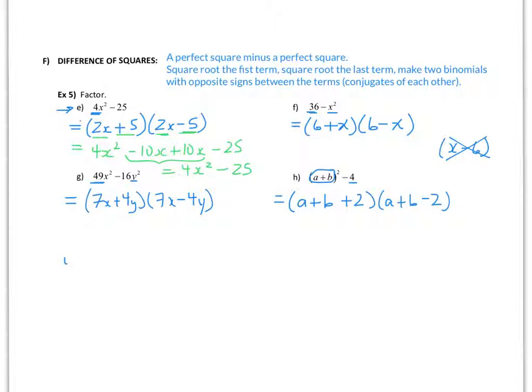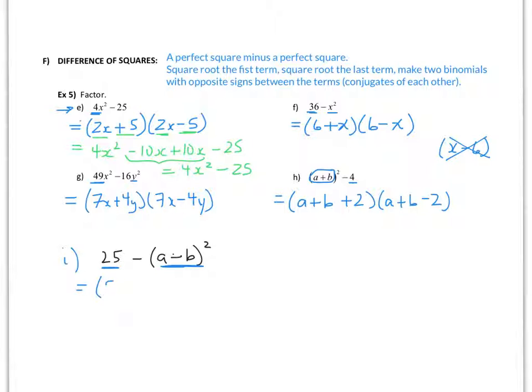I'm going to throw in another example. I may as well follow my numbering here. We'll call this I. I'm going to do one more similar to part H, but I'm going to flip it around the other way. I'm going to make this 25, take away a minus b all squared. Okay, so I've switched a couple of things here. When I look at this, I do have a perfect square minus another perfect square.